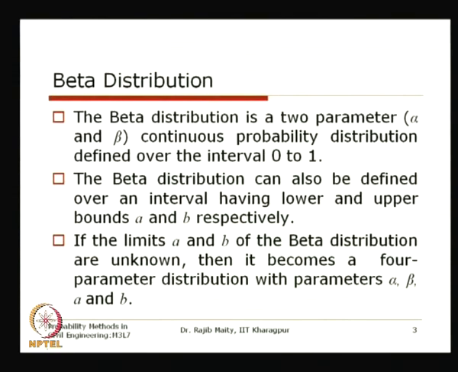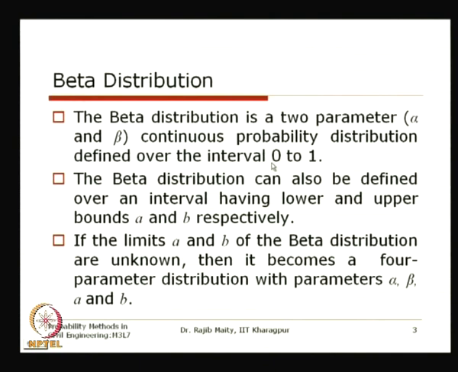Now, the uniform distribution that we saw in the last lecture has both bounds, the lower bound as well as the upper bound. Similarly, the beta distribution is another distribution for which the lower bound as well as the upper bound exist. So, this beta distribution is a 2 parameter continuous distribution, with parameters alpha and beta, and the distribution is defined over the interval 0 to 1.